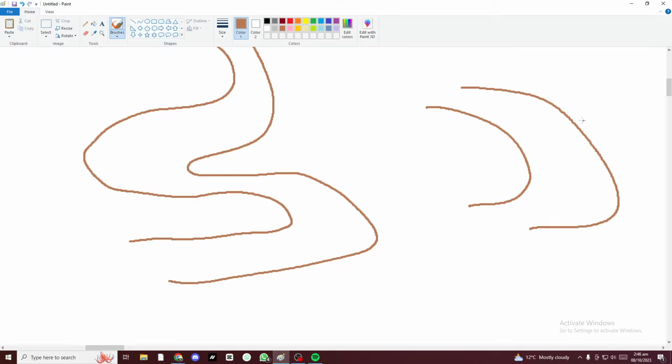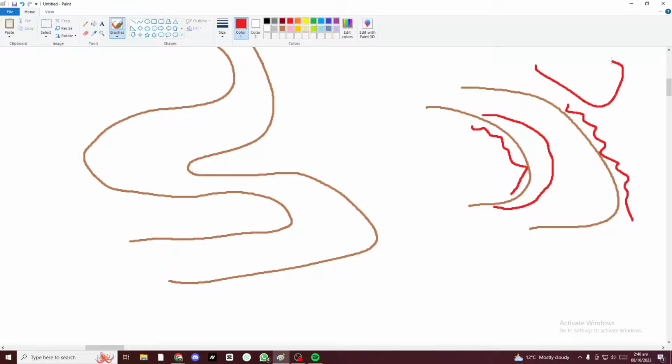So river cliffs. This here is the river cliff. This here is the point bar. Point bar is shallow. River cliff is deep, and the river cliff is often undercut. So here's the undercut, which just means it's undercut.